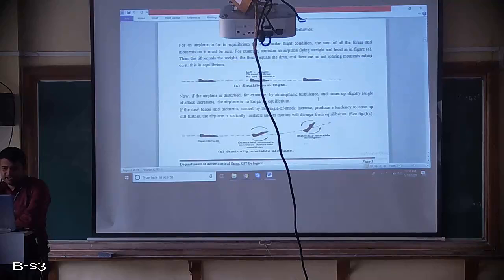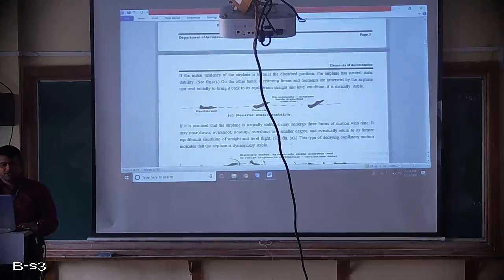Now here we can see the stability with respect to the aircraft, how it looks. In this graph, the flight is in equilibrium condition, and then there is a statically unstable airplane. It will be in equilibrium position initially, then it is disturbed due to some reason. After that, it keeps on diverging from its initial equilibrium position. That means it is statically unstable. It goes on getting more statically unstable.